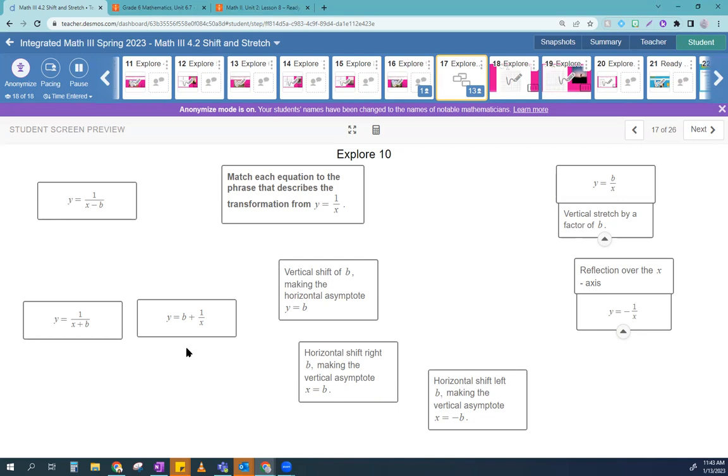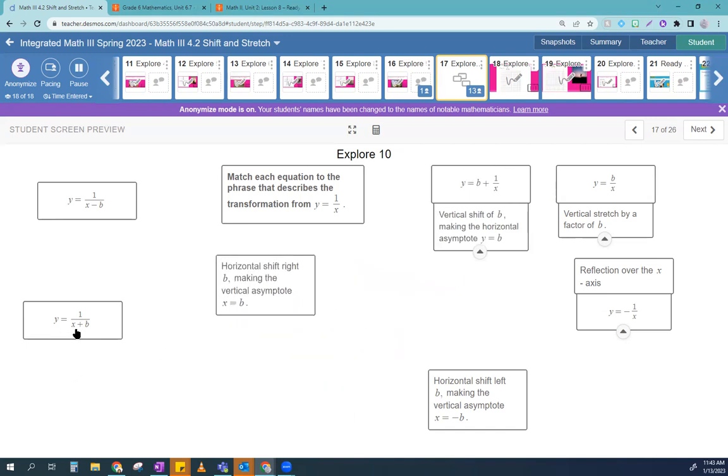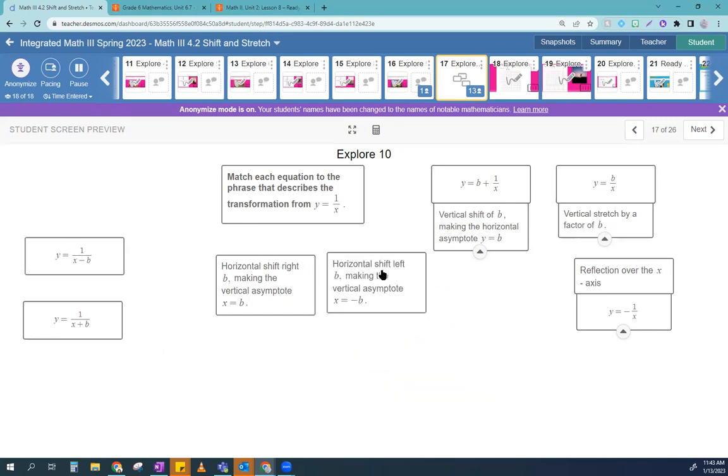Now, some of you are a little bit confused between this guy and this guy. So the way I describe it is I say to the function, see, 1 over x is a function. If it's happening just to x, that means it's happening to the x direction. So that's how I know this one's this. And this is going to be a horizontal shift. Oh, and this is going to be a horizontal shift, right? So this guy is a horizontal shift to the right.